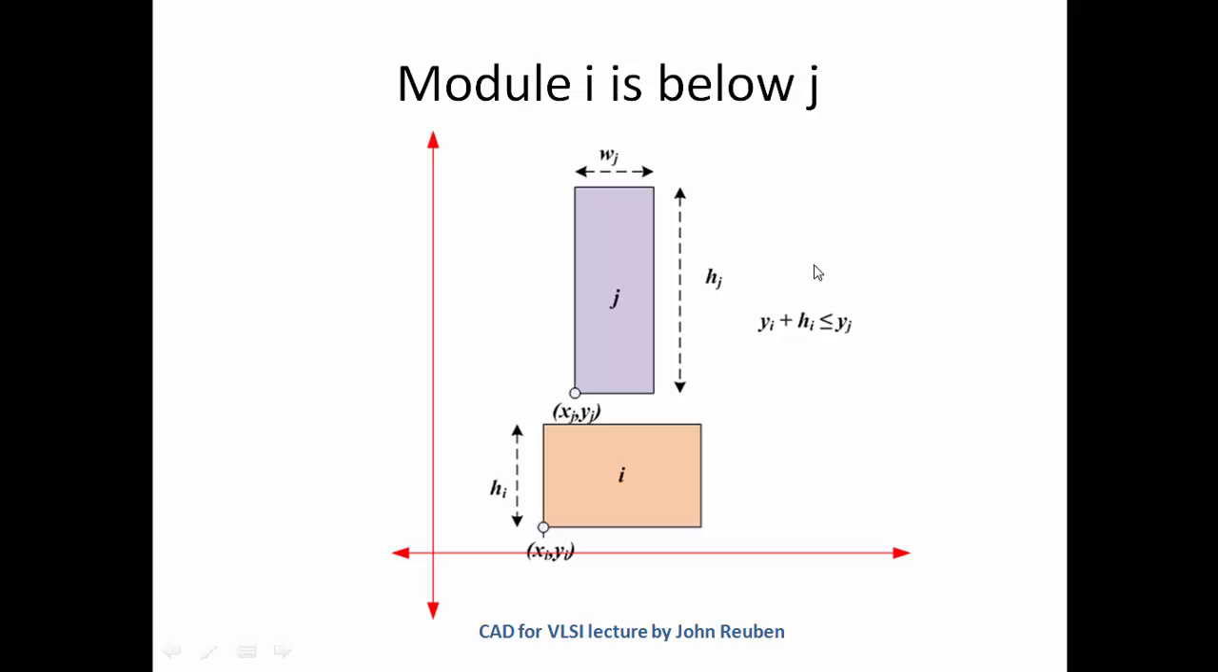What if module i is below module j? Okay, so we can write like this: the y coordinate of this point plus the height of module i must be lesser than the y coordinate of this point. So if that is true, then module i is below module j, right?